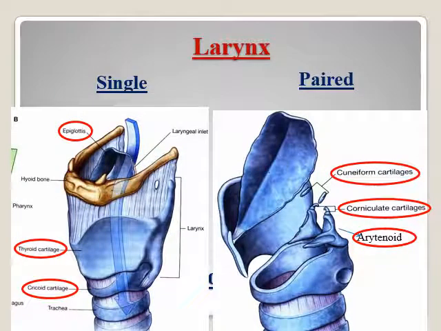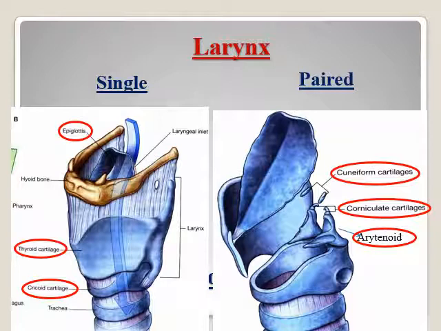The larynx is composed of single and paired cartilages connected to each other, as you see in the diagrams. The single cartilages are big ones, and the paired cartilages are small ones. They are all connected by ligaments and membranes, and are moved by special muscles.